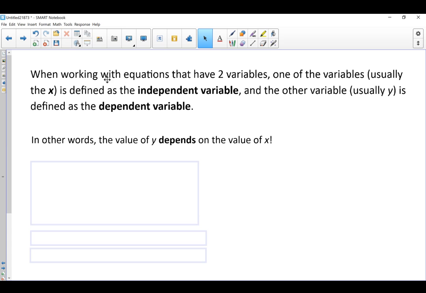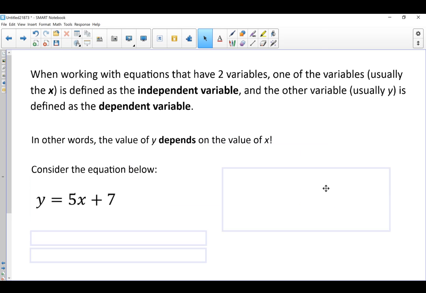So when we're working with equations that have two variables, one of the variables, usually the x, but it's not always the x because we work with different letters, is defined as the independent variable. And the other variable, usually the y, but again, not always, is defined as the dependent variable. Okay, so in other words, the value of y depends on the value of x.